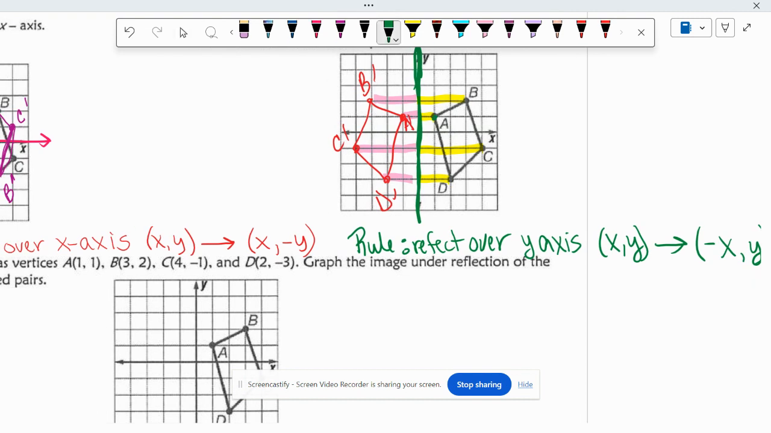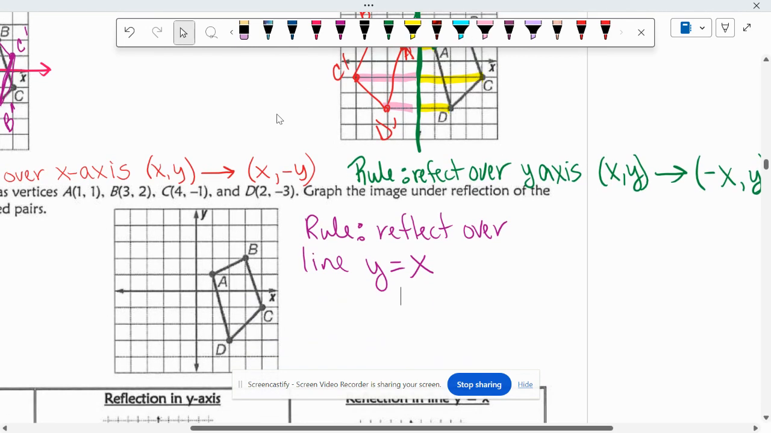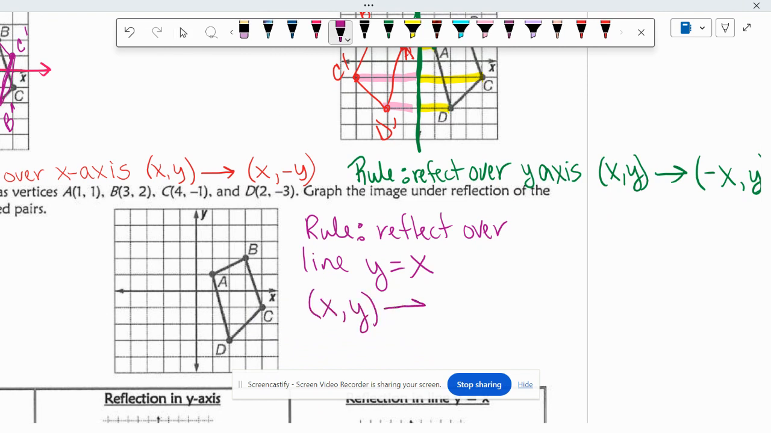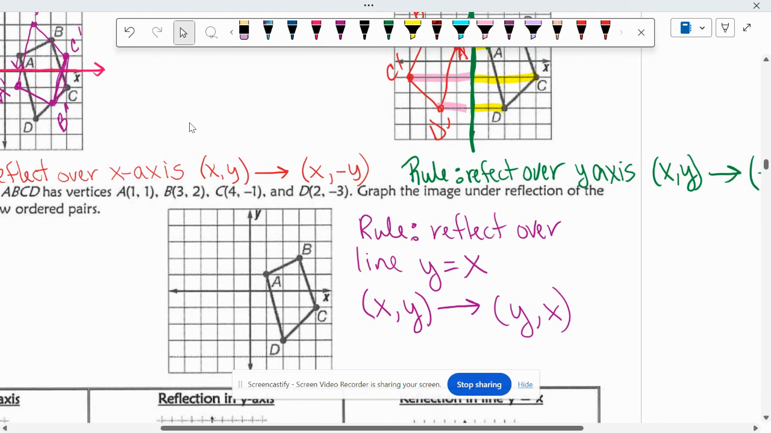So here's another rule. When you reflect over the line y equals x, you actually change the order. You change places. X comma y transforms to y comma x. So I have written 3 rules for you.